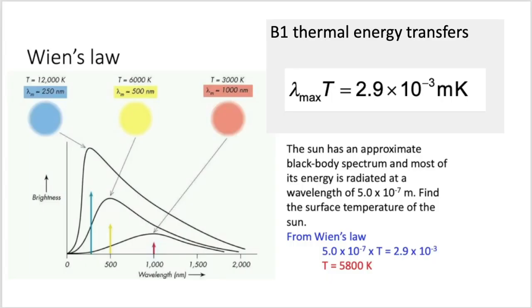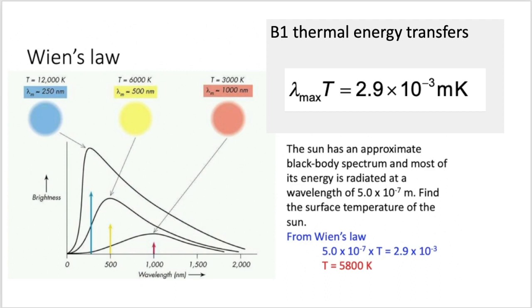To mathematically relate surface temperature and the peak wavelength emitted by a black body, we use these graphs. In your data booklet, you will have this formula right here, which is called Wien's law, relating peak wavelength and surface temperature in Kelvin. So you can see that they are inversely proportional and their product equals that constant. This is given in your data booklet.